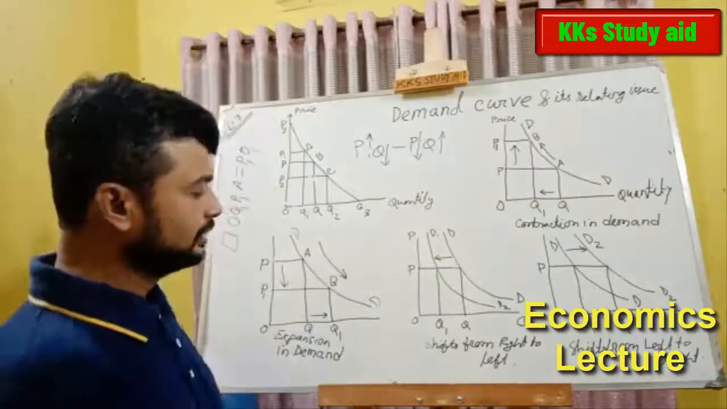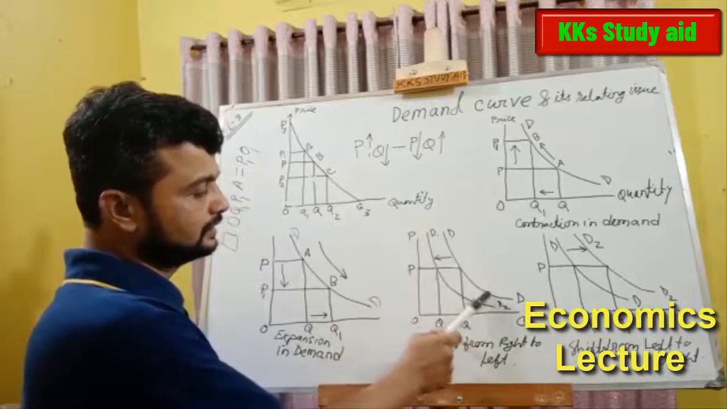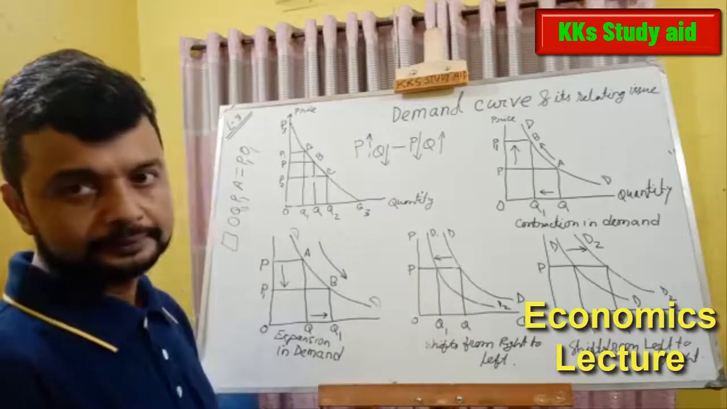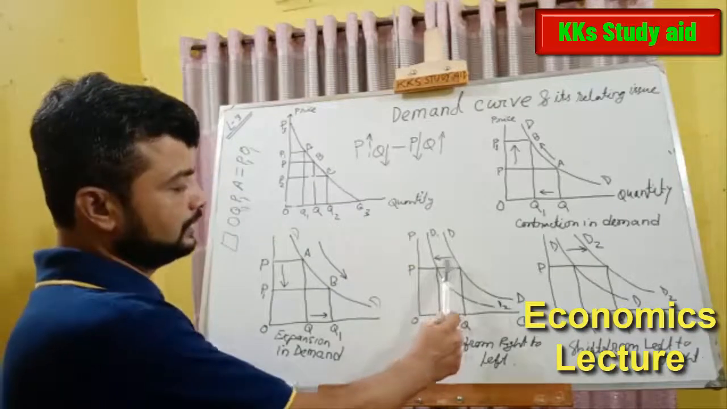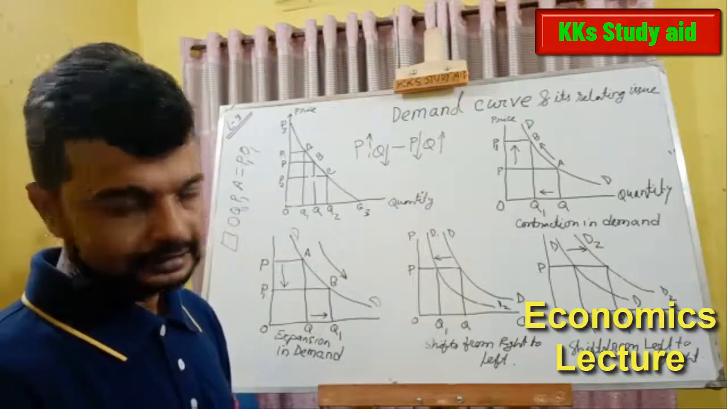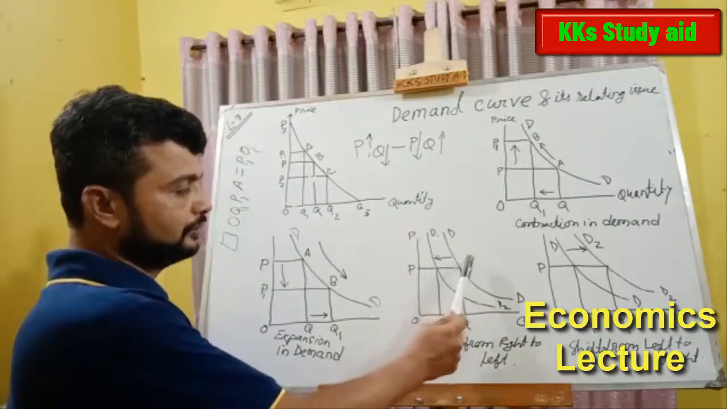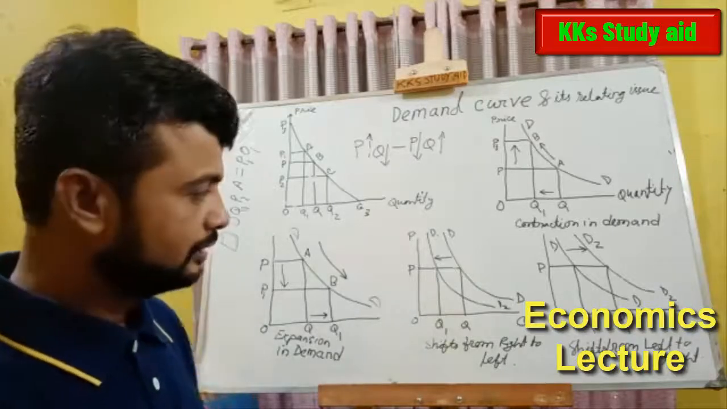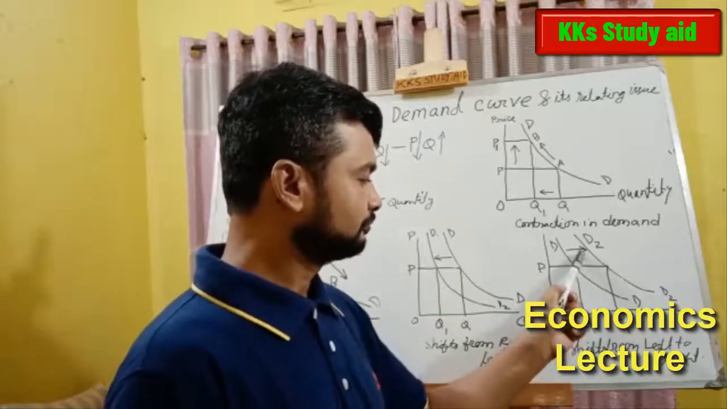See, this is the existing demand curve DD. When other things change negatively, which causes demand to decrease, in that case this demand curve will shift from right to left because there will occur decreased demand.